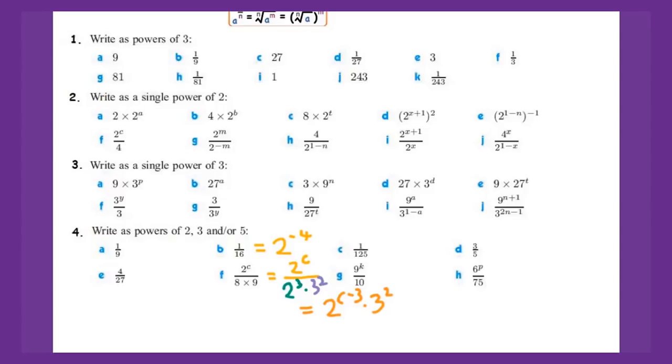For H, I can write 6 to the p, that means 2 times 3 to the p power. Then for 75, I can write 3 times 25.